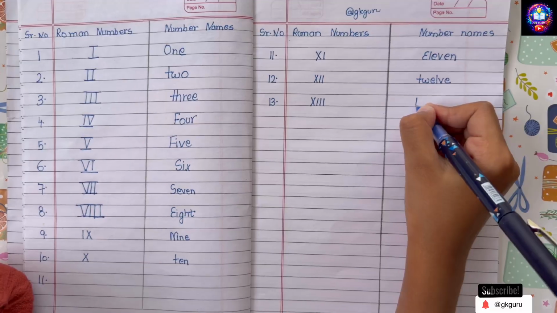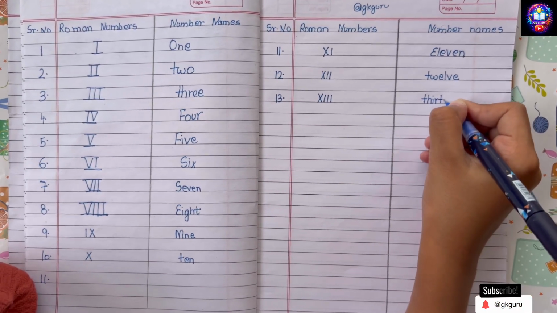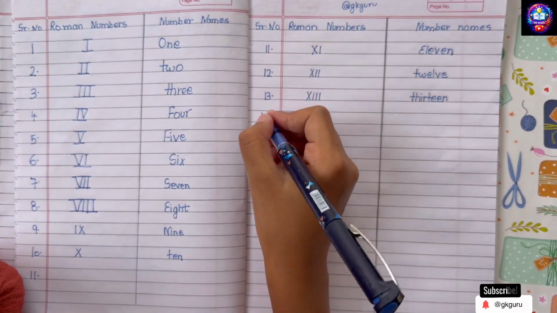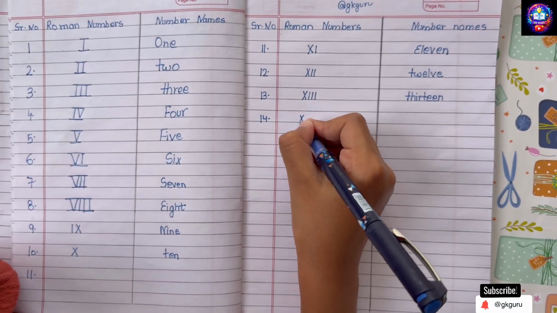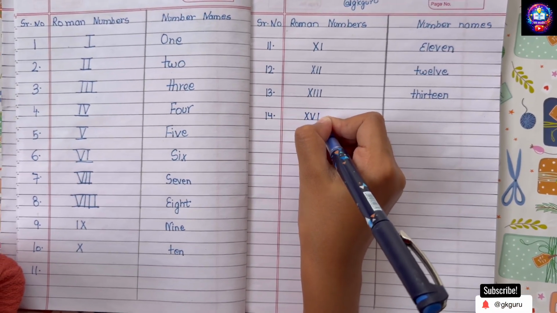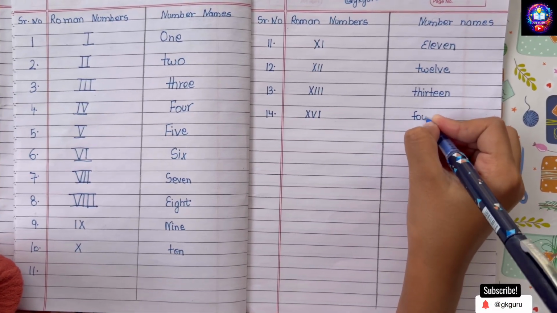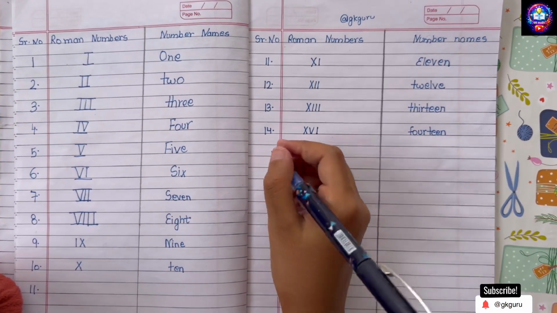These are very easy. So watch my video. So make it more and more easy. T-H-I-R-T-E-E-N is 13. 14. F-O-U-R-T-E-E-N.